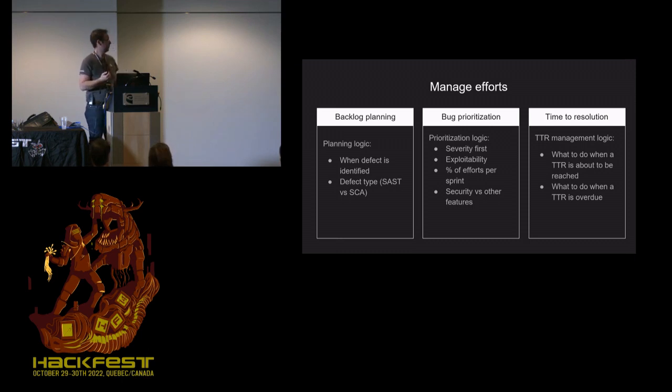Also, on bug prioritization, what do you do if you have 100 critical vulnerabilities? You cannot address them all, so you need to think about it and find a way to simplify things, and not come up with an over-triage process where you need a lot of steps to triage and prioritize your vulnerabilities. Each time you introduce a new step, there's delay, and you can get away from the shift left mindset where you have to fix vulnerabilities quickly. And you also have the time to resolution to think about.